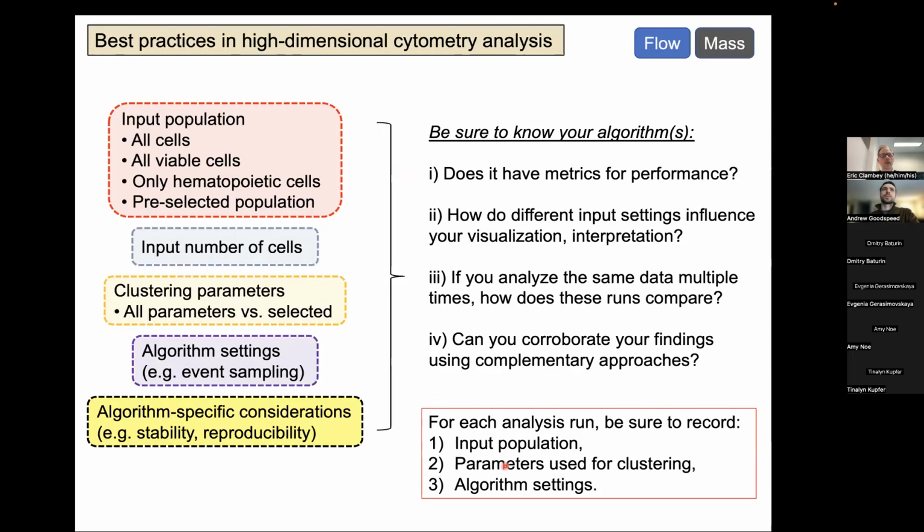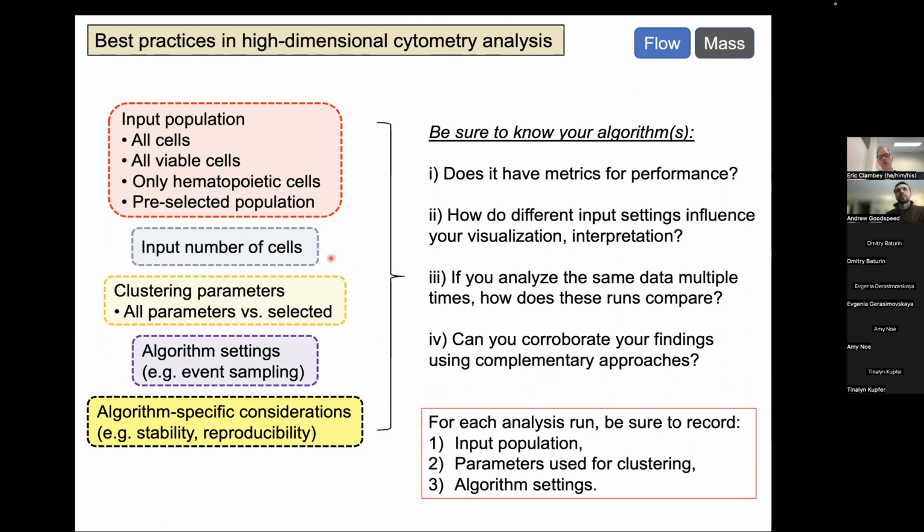Okay, so these algorithms are really influenced by a number of parameters, and these include those on the left-hand side here. But please be aware of this if you are getting into high-dimensional algorithms. What's your input population? Are you putting in all cells or all viable cells? Are you putting in a pre-selected population? Because depending on what you're putting in here, you can get very different results.